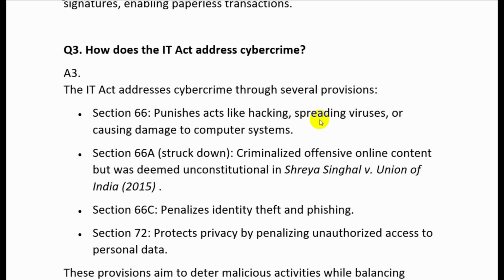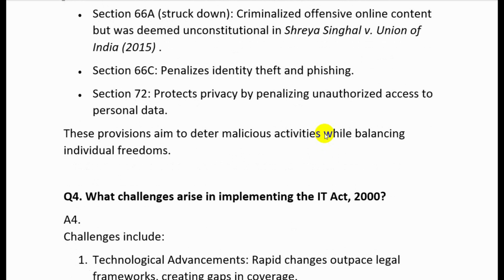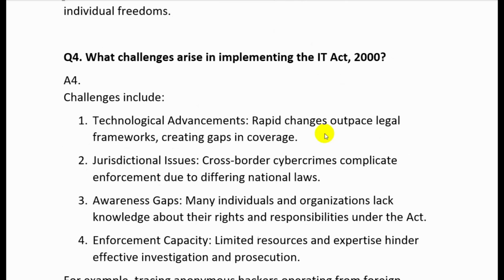Section 66C penalizes identity theft and phishing. Section 72 protects privacy by penalizing unauthorized access to personal data. These provisions aim to deter malicious activities while balancing individual freedoms.